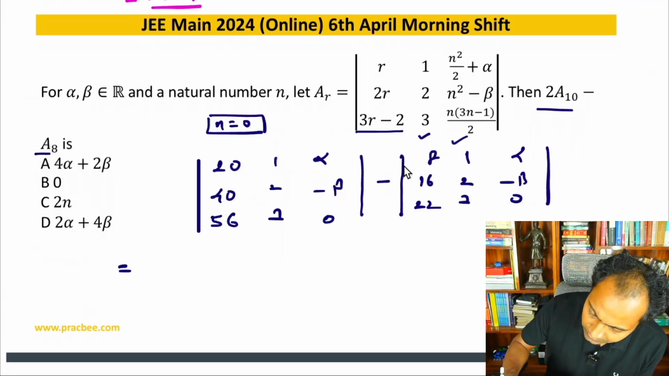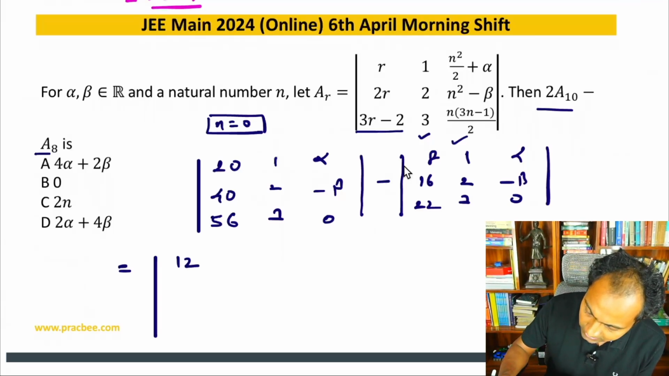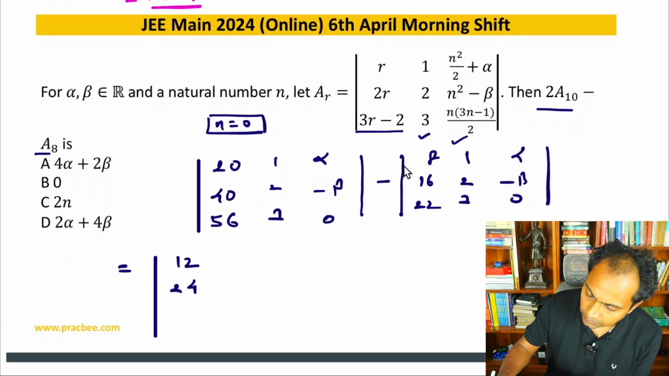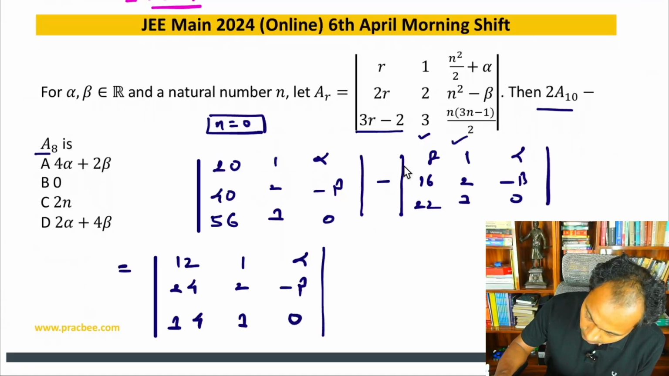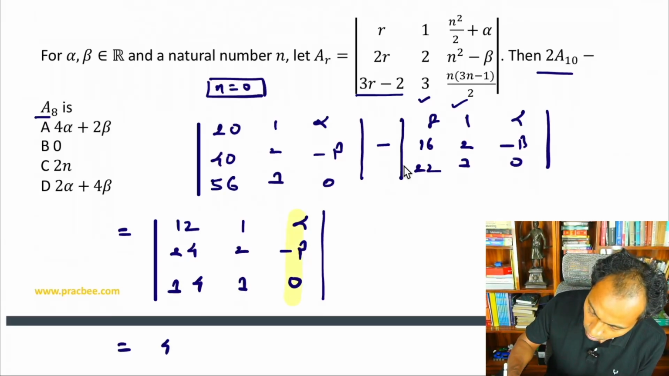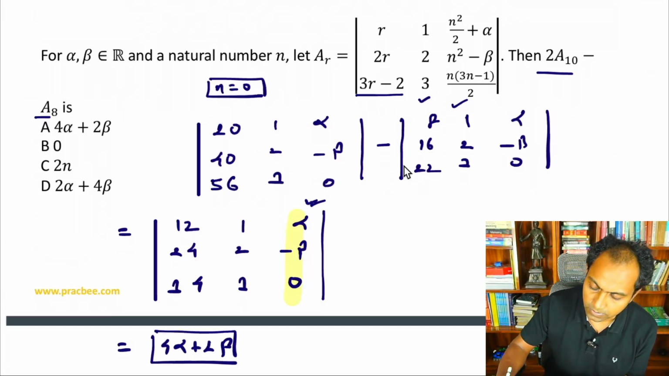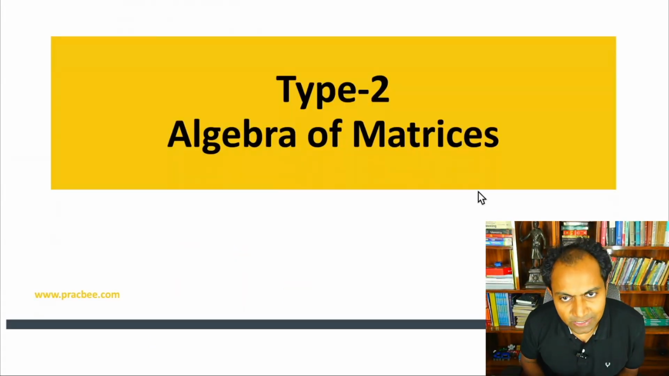If I do this, I can subtract the first column, and if I do so, this comes out to be 12. From 40, if I subtract 16, this becomes 24. And from the last part, from 6, if we subtract 2, it becomes 4. This becomes 34. 1, 2, 3, alpha minus beta, 0. If you simplify this and open it along this third column, my answer comes out to be 4 alpha plus 2 beta. We need to open it along this third column. So A option matches. Now type 2 problems are based on nothing but algebra of matrices.